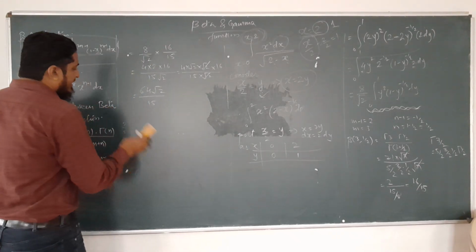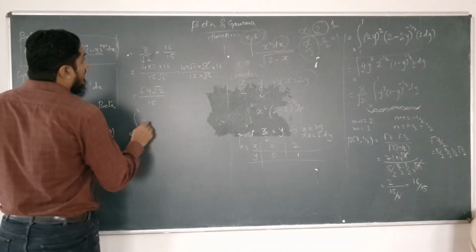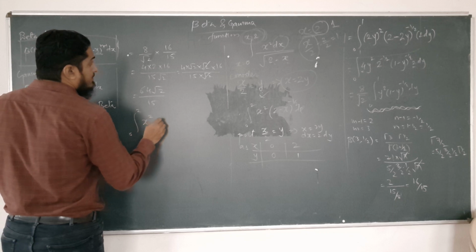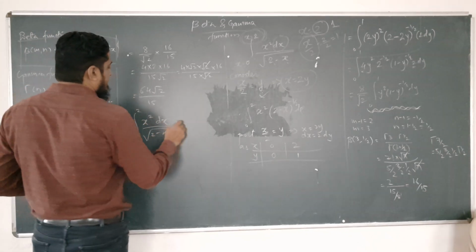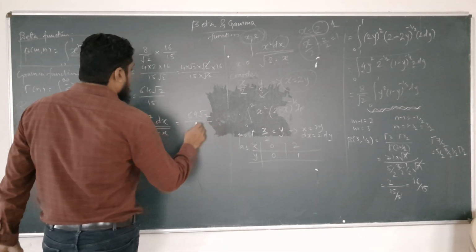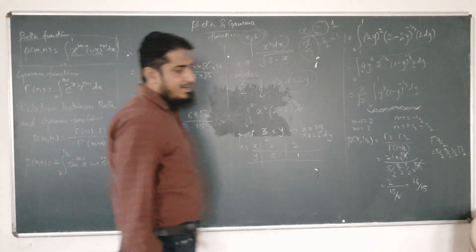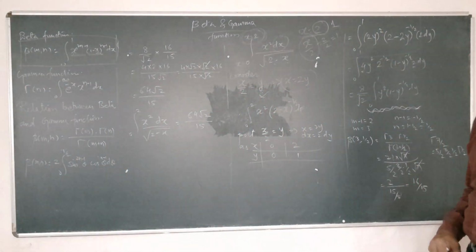Therefore, we can say that integration from 0 to 2 of x square dx upon root of 2 minus x is equal to 64 root 2 by 15. It is the final answer of our example.